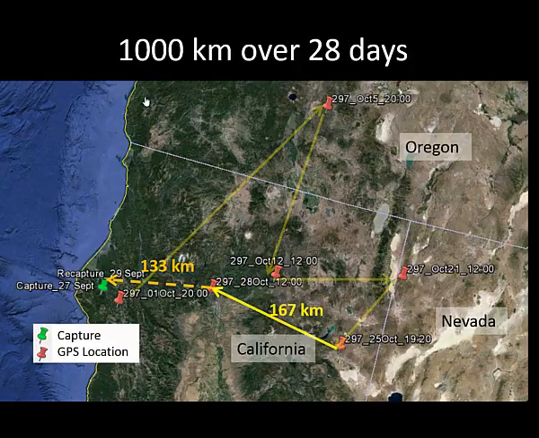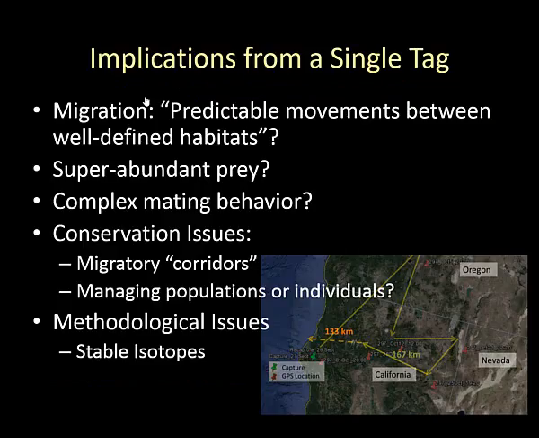So that's the data. So how to interpret that? What are the implications that we have? This is just a single tag. Maybe this is completely unusual, but the other bat which we got a few days of data with had similar indications. So it did not seem that this was unidirectional movement between summer habitat and wintering habitat. So we started to think what other potential explanations are out there.